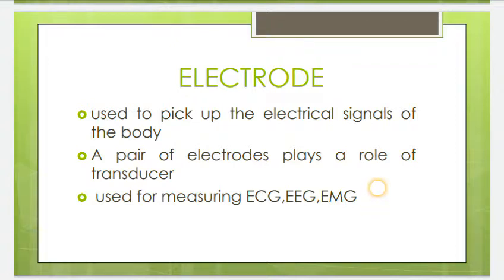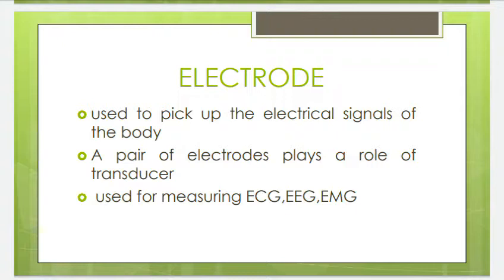So for recording this potential, it is necessary to provide an interface between the body and the electronic measuring apparatus. So there will be an interface between the body and these electrodes. This biopotential electrode carries out the interface function. What is the main use of the electrodes? The electrodes are mainly used to pick up the electrical signals of the body.